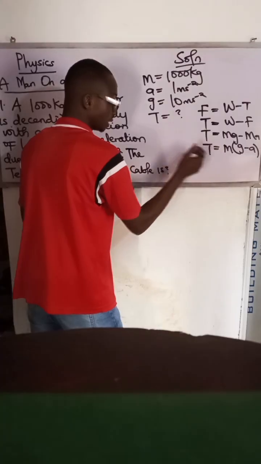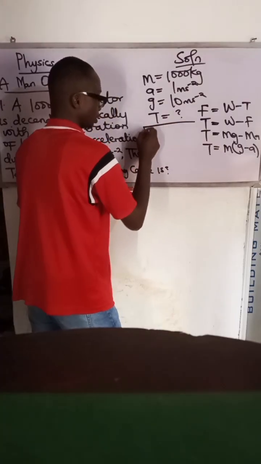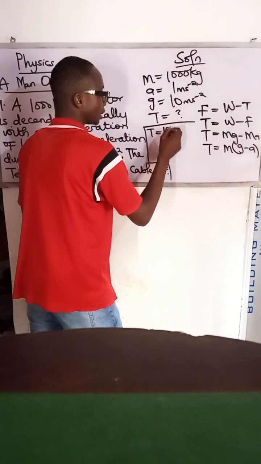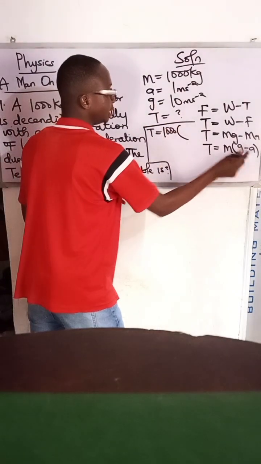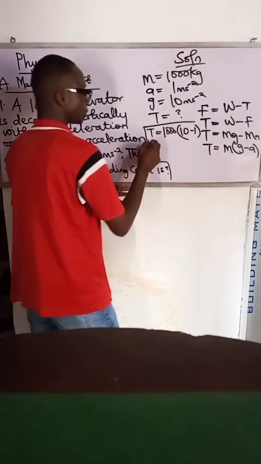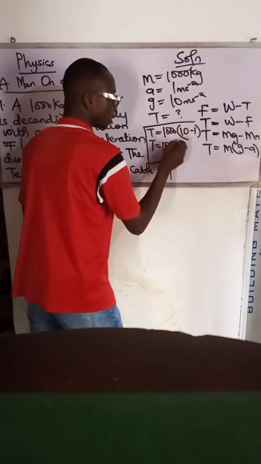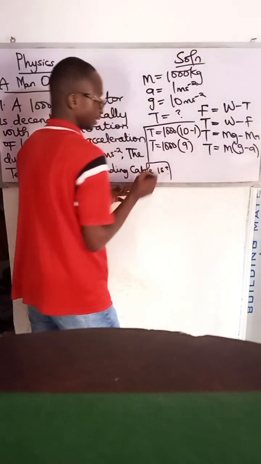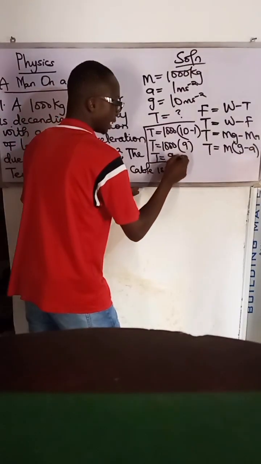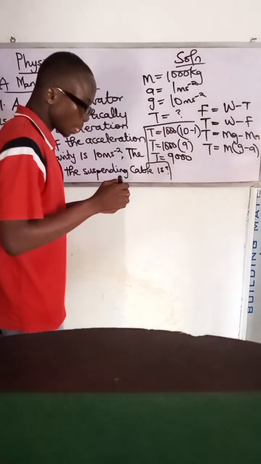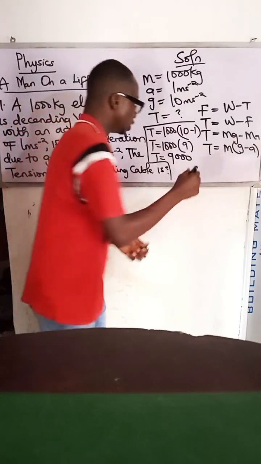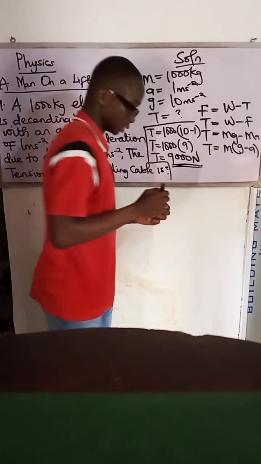We are asked to calculate the tension, so let's solve it. T equals the mass, 1000, times g, which from the question is 10, minus the acceleration, 1. T equals 1000 times 9, which is 9000. 9000 what? Tension is a kind of force, and force is measured in Newton. This is your final answer.